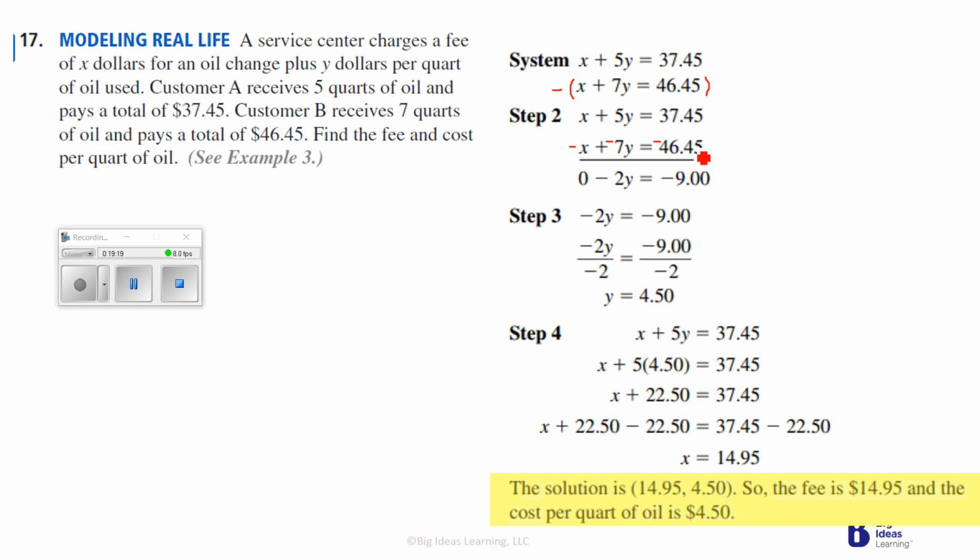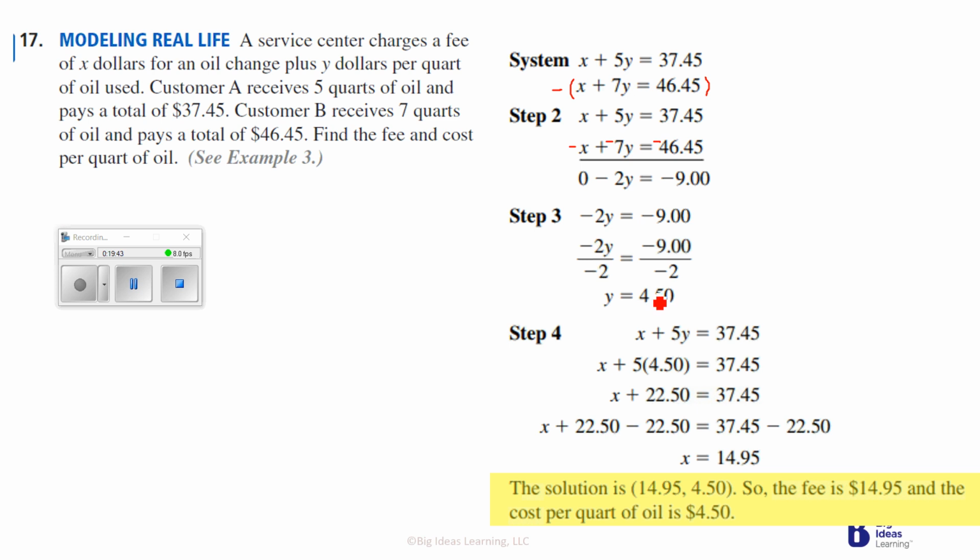And they have negative 46.45 plus 37.45, which gives you a negative 9. Now we're going to take this negative 2Y equals negative 9. We're going to divide negative 2 away, and now that's going to give us negative divided by negative is a positive, and this is 4.5.